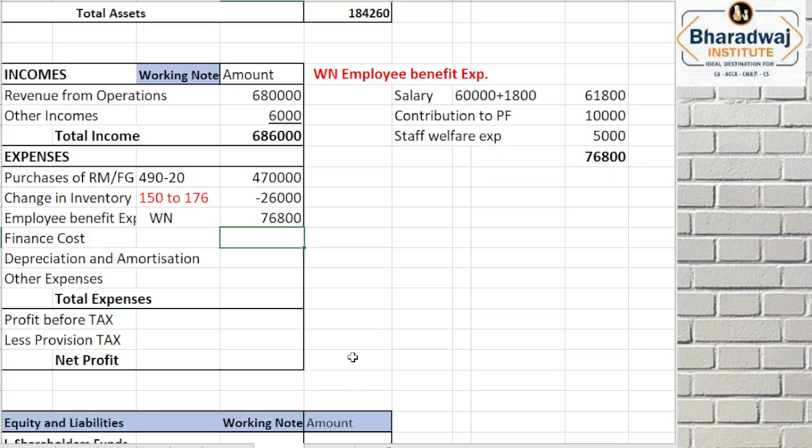No finance cost, I hope, in this question. No debenture, no finance cost in this question. Depreciation and amortization, let us do the working note.